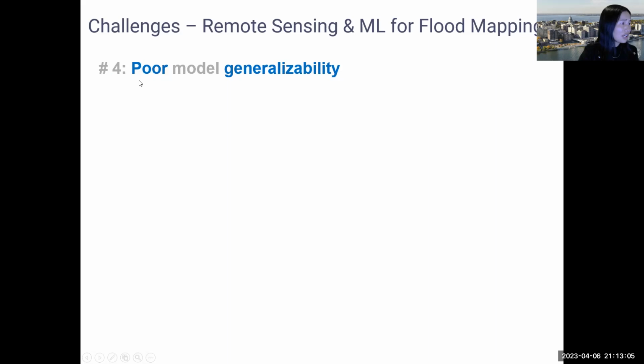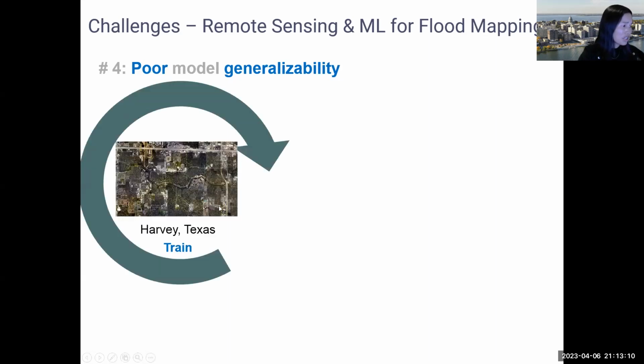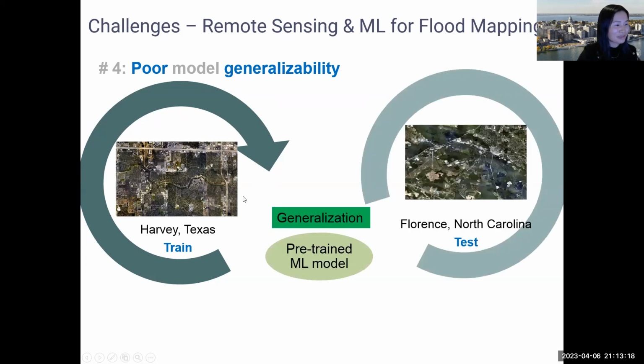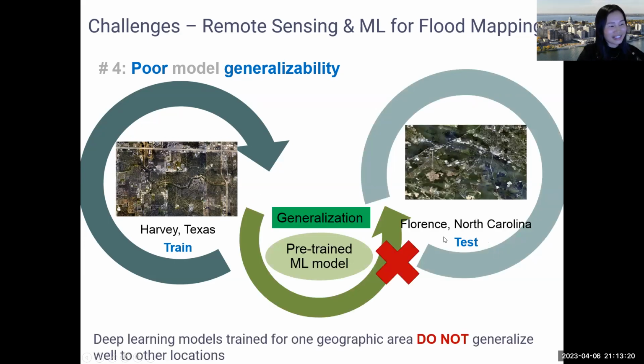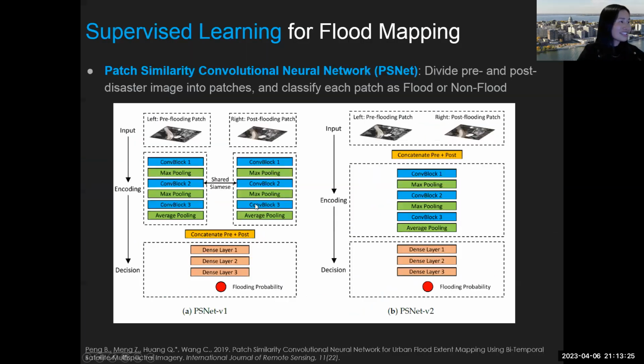The next common limitation is poor model generalizability, which means if we train the model on one data set and one flood event, the model cannot generalize well for another event or another site, for example, the Florence, North Carolina area. So let me just follow by introducing several case study research within our group to indicate potential solutions to address those limitations and challenges present in existing work.